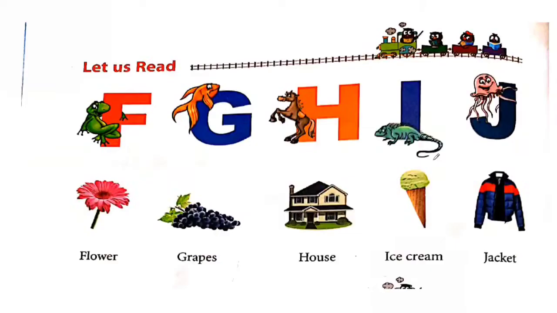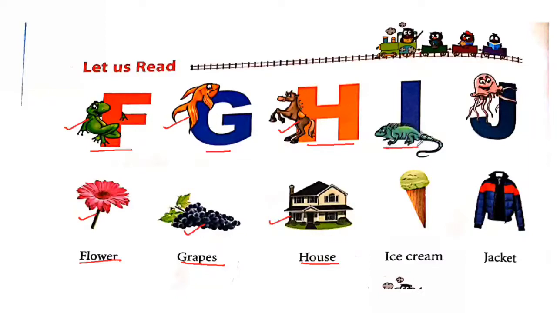Our next letters. First one, F. F for, what is this? Frog. And also F for flower. Now G. G for, this is goldfish. So G stands for goldfish. G for grapes. Can you see the grapes here? Yes. Now H. H for horse. And H for, what is this? House. So H for house.